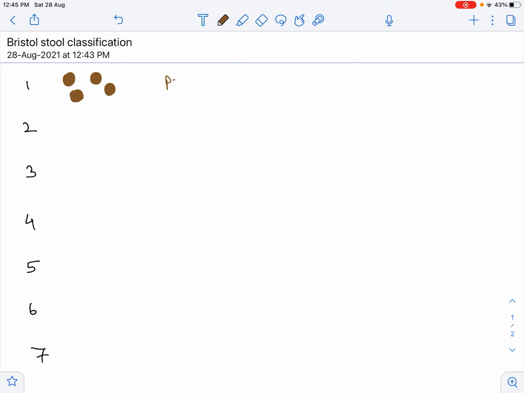These are pellet-like, they are hard lumps, and they are difficult to pass. Basically, they are a pain in the ass.